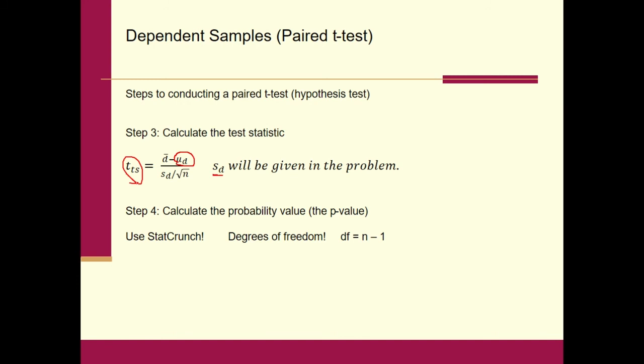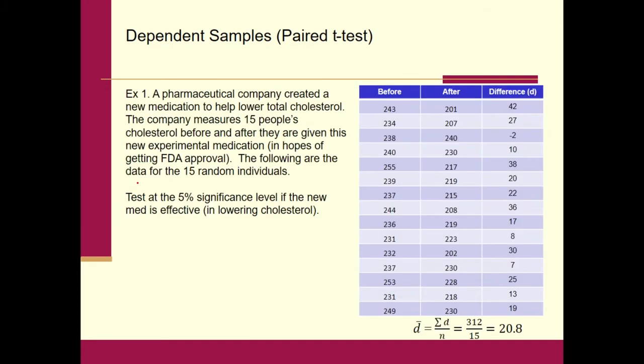So when you do your homework for this section, use StatCrunch for the p-value. Then we're going to compare the p-value to alpha and state the conclusion in terms of the problem. So it's the same steps. Okay. So instead of constructing the confidence interval, we're going to test at the 5% significance level if the new medication is effective in lowering cholesterol.